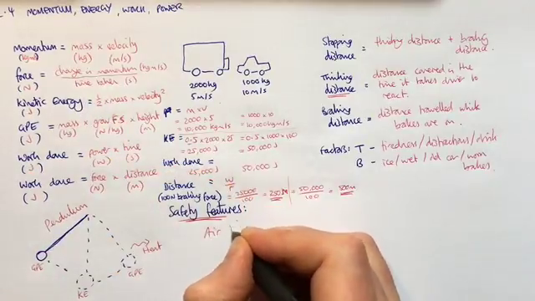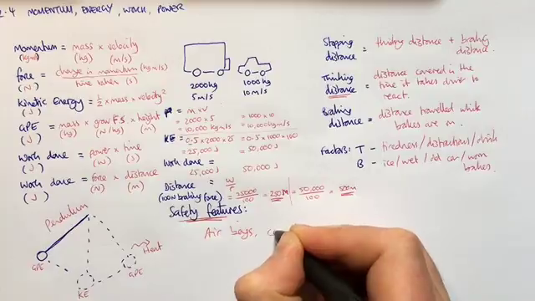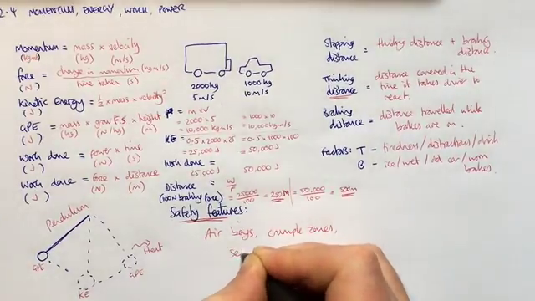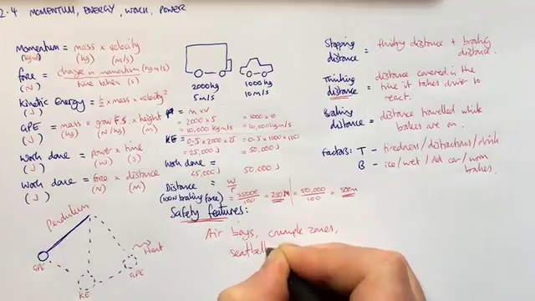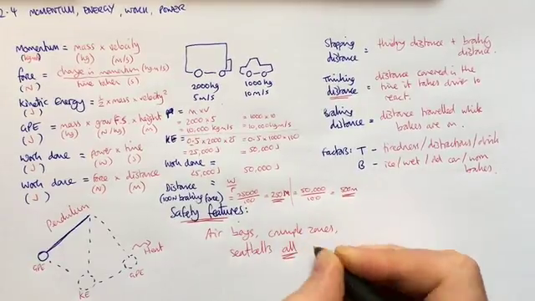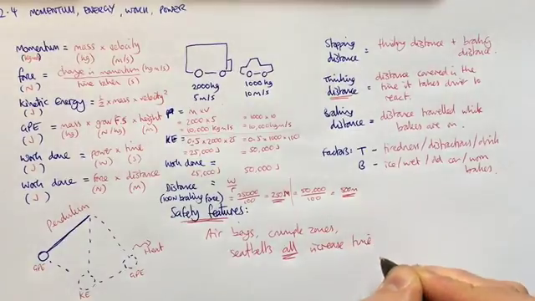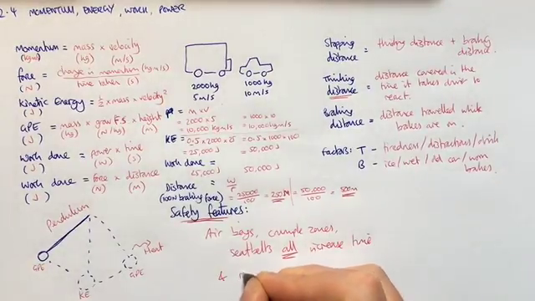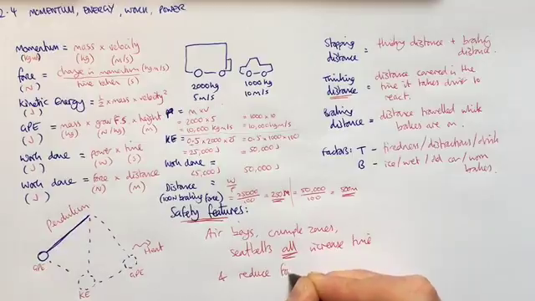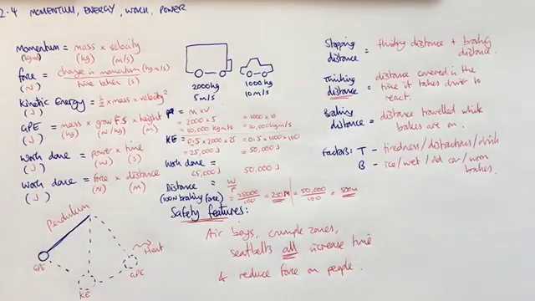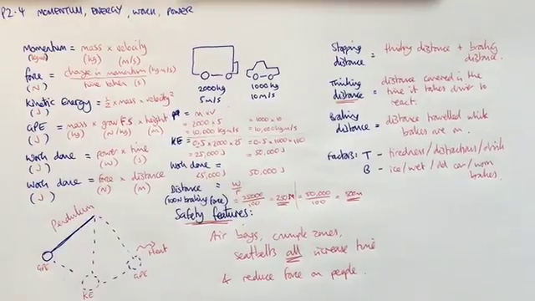So airbags, crumple zones, seat belts, all increase the time taken, increase time, and therefore reduce the force on the people. That's how all car safety systems work.